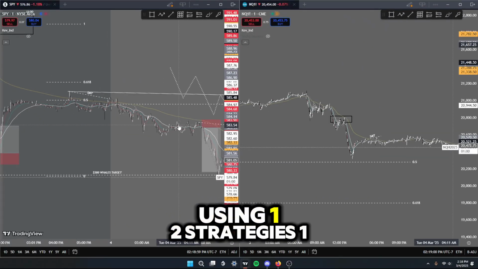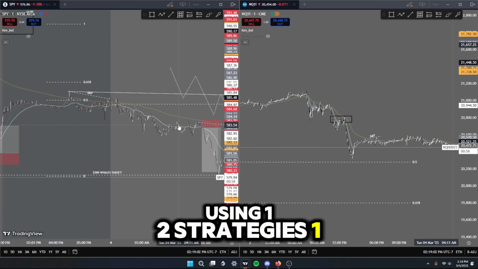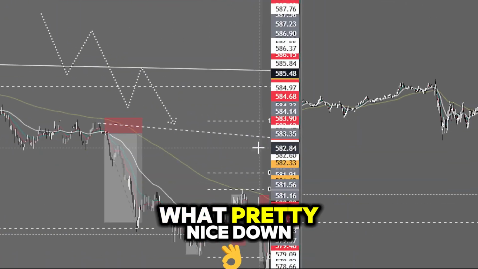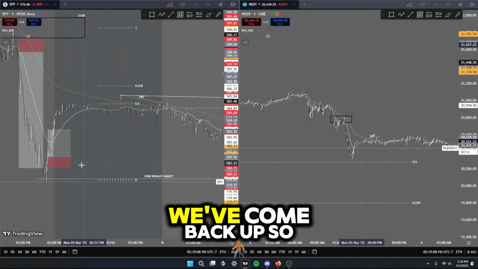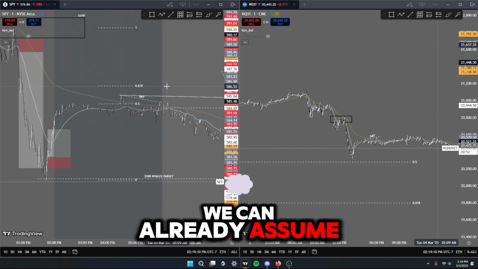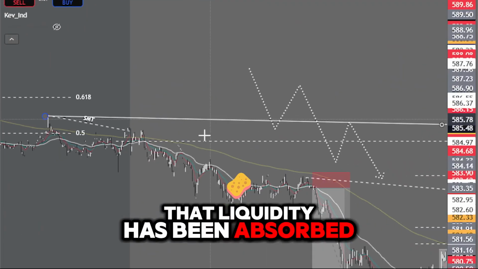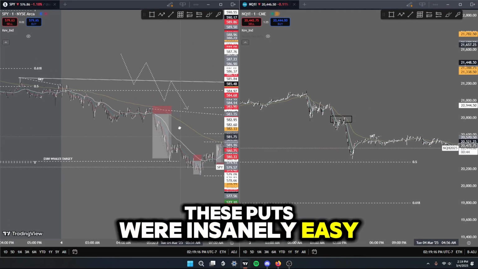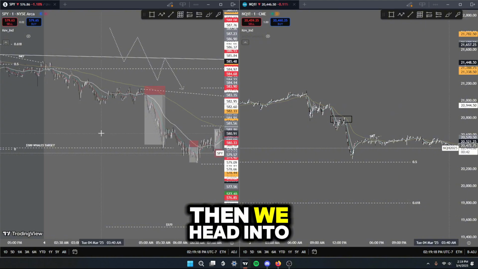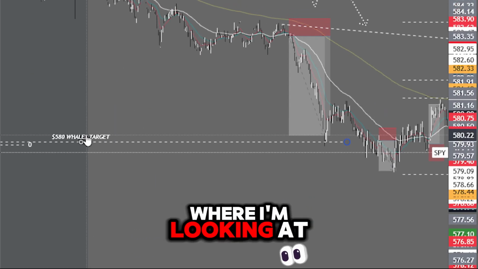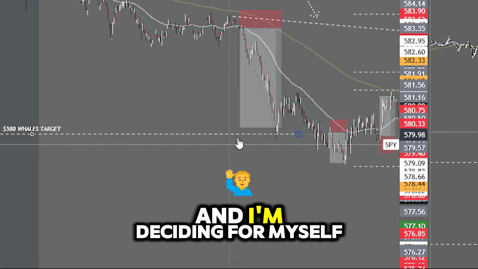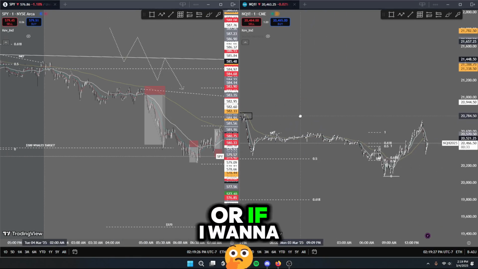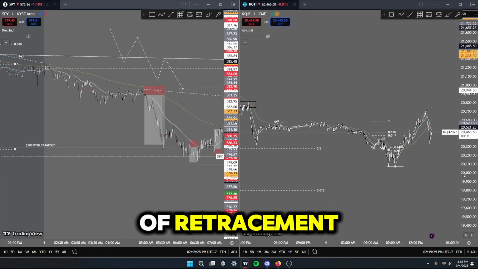That's exactly what we continued to have as we were dragging lower and lower. Using just one or two strategies, one or two confluences, we are on a pretty nice downtrend already. We've come back up, so we can assume that liquidity has been absorbed and EMAs are holding us down. These puts were insanely easy to catch. Then we head into these puts, where I'm looking at this whale's target right here, and I'm deciding for myself whether I want to enter on this or wait for another type of retracement.